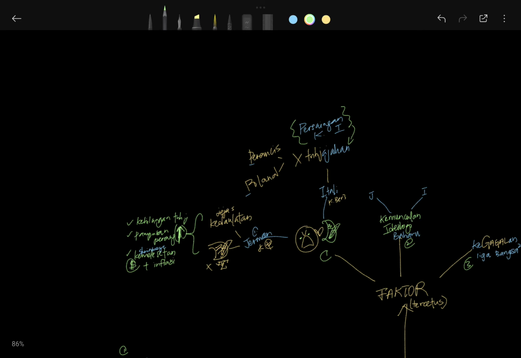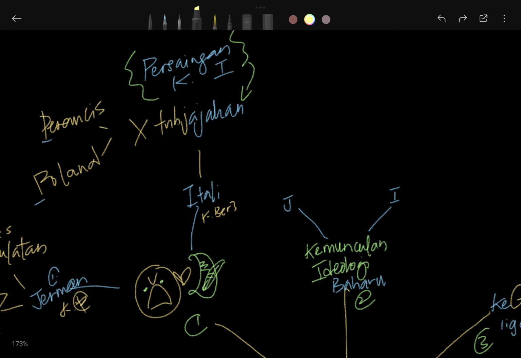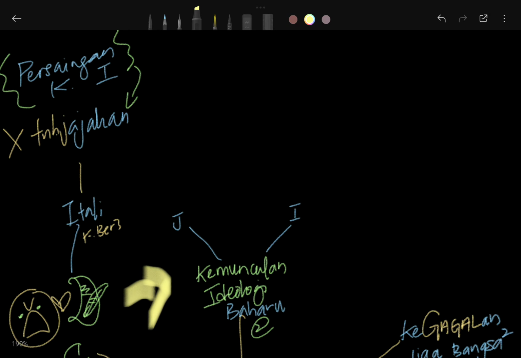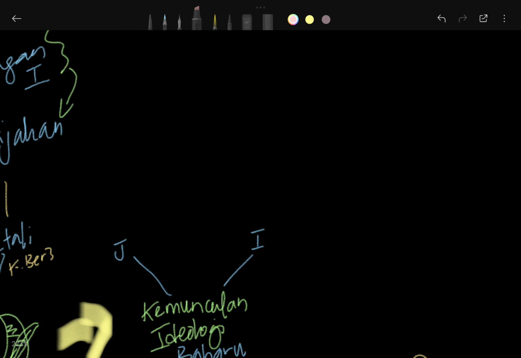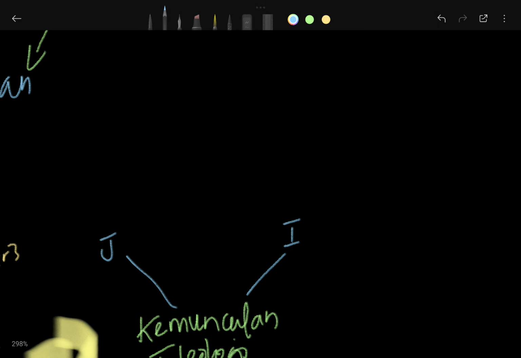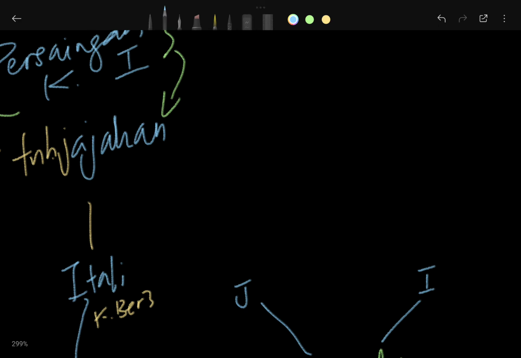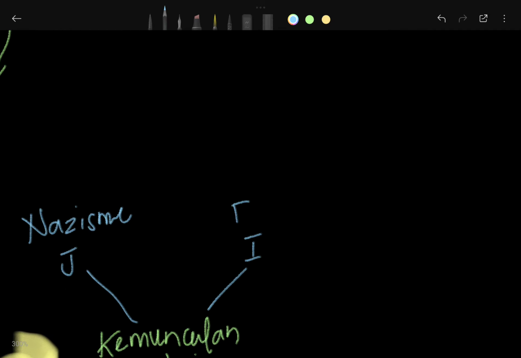Once we jelaskan why they were unhappy with the results of the war, we have to go on to our second point, which is kemunculan ideologi baharu. Now they had new ideologies, which is for Germany. I think it's pretty notorious. Nazisme. Okay, gerakan Nazisme di Germany and gerakan Fascisme di Italy.